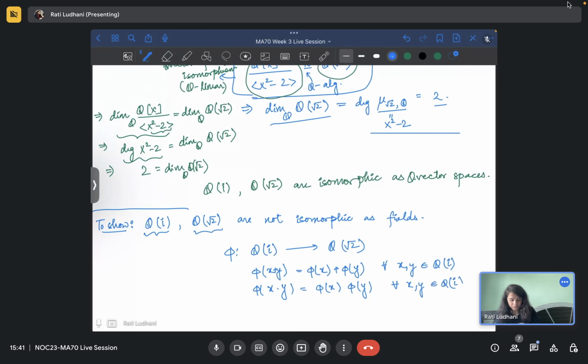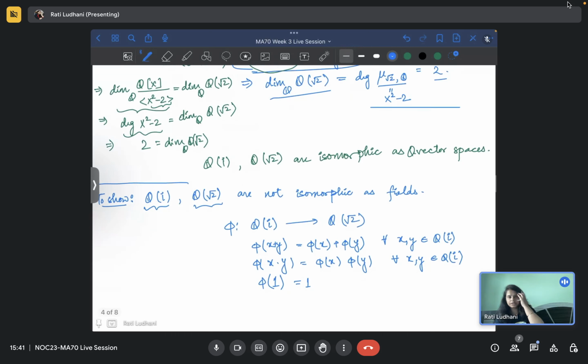And one more thing, we always assume for our case that the identity of the first one should map to the identity of the second. Here the identity is just 1 in Q(i) or Q(root 2). So the multiplicative identity should map to the multiplicative identity. These three things mean this is a field homomorphism.